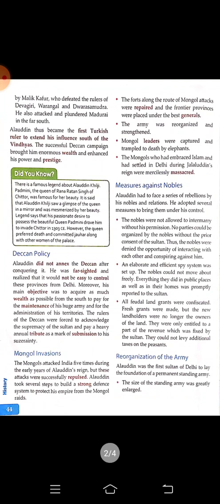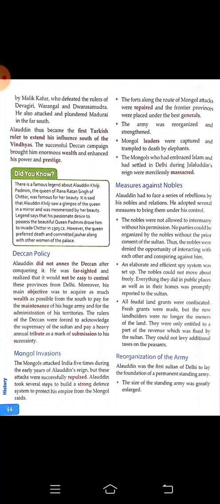Alauddin thus became the first Turkish ruler to extend his influence south of the Vindhyas. Vindhyas means the Vindhya range they are talking about. What kind of Deccan policy did Alauddin adopt? Alauddin did not annex, that means he did not try to capture and rule the Deccan after conquering it. He was far sighted. He realized that it is not easy for him to sit back in Delhi and control the Deccan area. So his main objective was to acquire wealth from there.